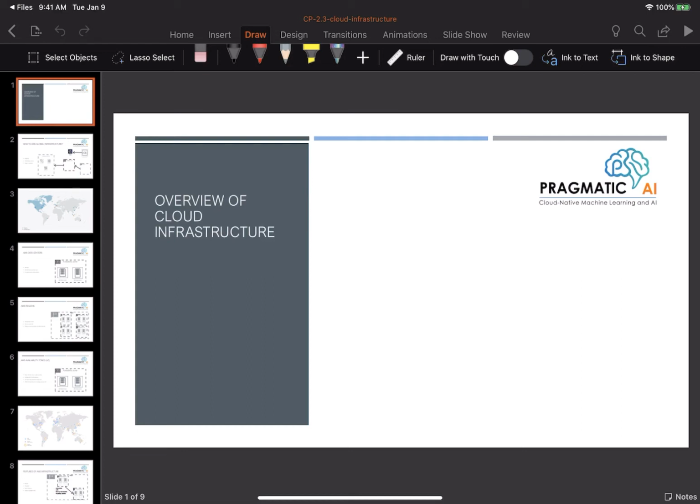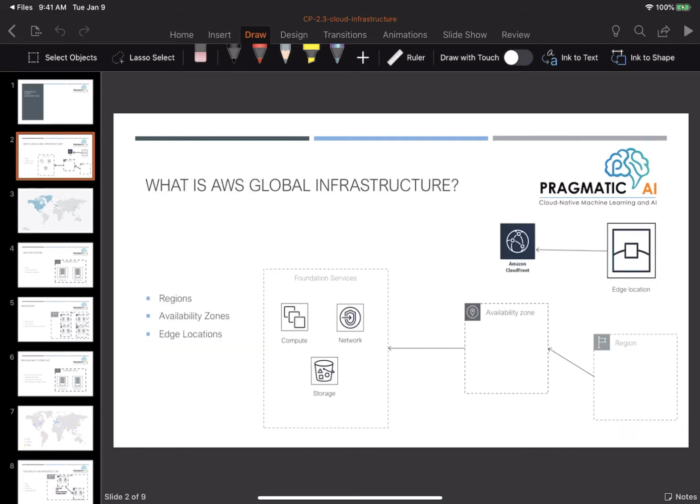Let's talk through the AWS infrastructure. Really, this is the foundation of what's going to be happening on AWS. And there's a global infrastructure that we're going to discuss. To start with, what is the global infrastructure? It's a broad set of services like power, regions, availability zones, edge locations. These are all part of what AWS offers.